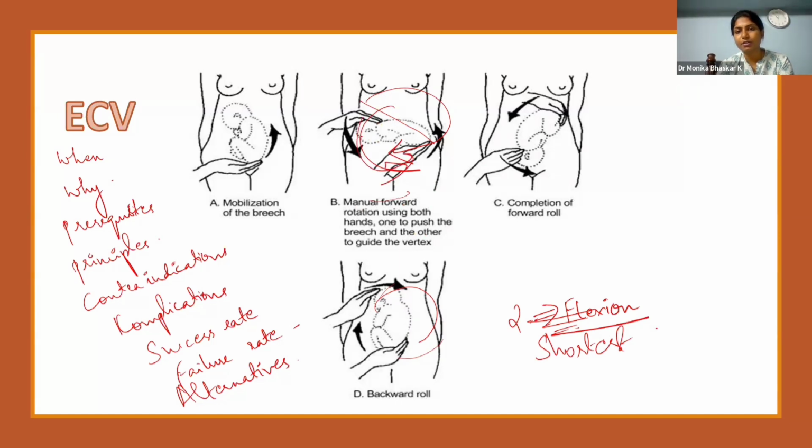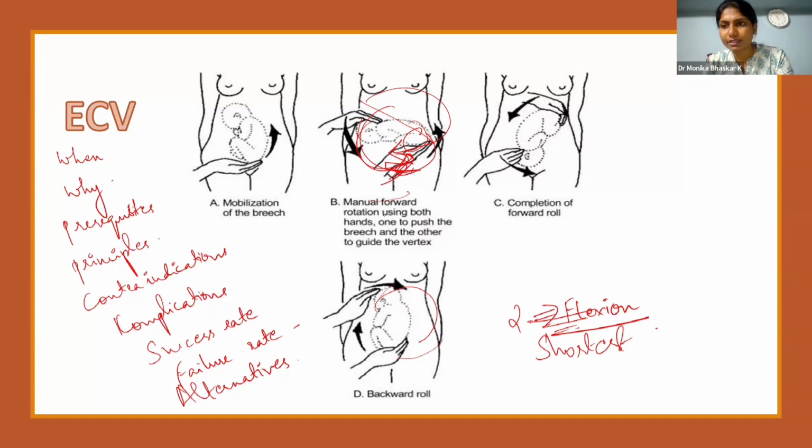From here, it is easy. For example, in a transverse lie, the head is here. Just get it here. If the head is here, just get it here. So both of these should be applicable: both flexion and the shortest route. Understood? Any doubt in this? The flexion of the fetal head should be maintained and the shortest route should be followed to do an external cephalic version. And what are the contraindications?